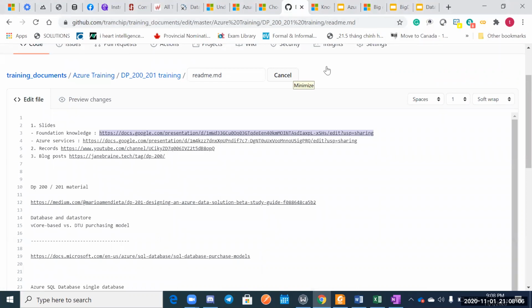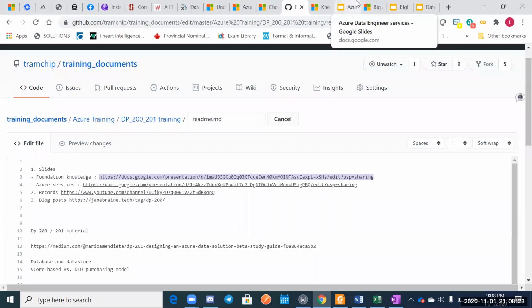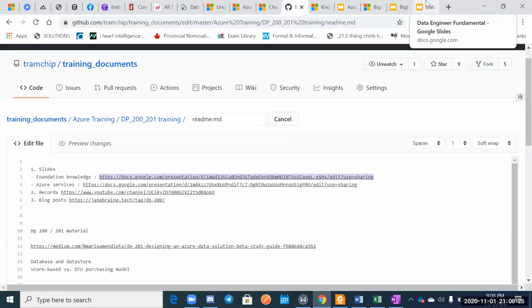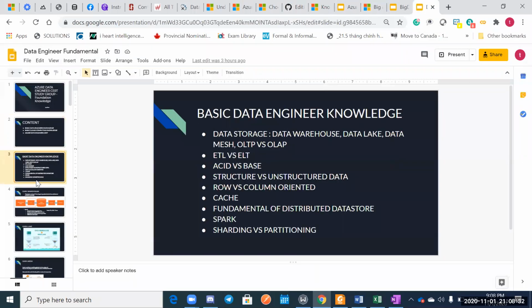I just want to make sure that you know where the materials and the resources are. If it is your first session, then remember to go to my repo here and select Azure Training, and select this certificate, which is the one that we are working on. In the past weeks, we have been going through some of the basic foundations of data engineer knowledge. So I'll go over it a little bit.